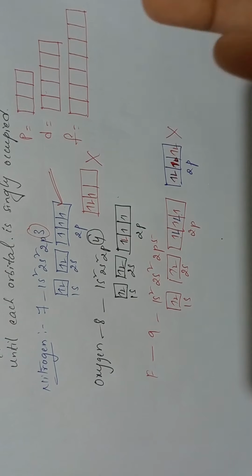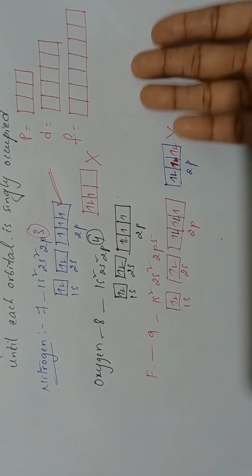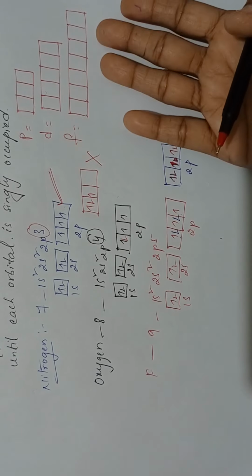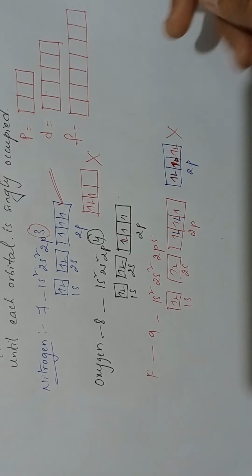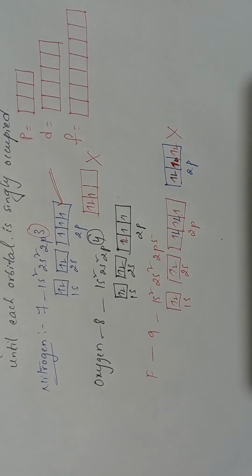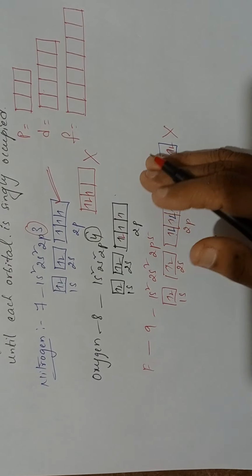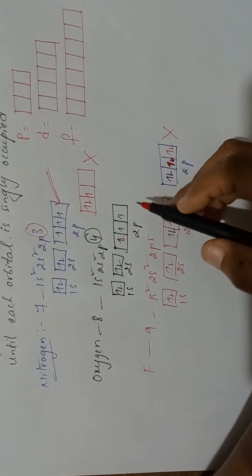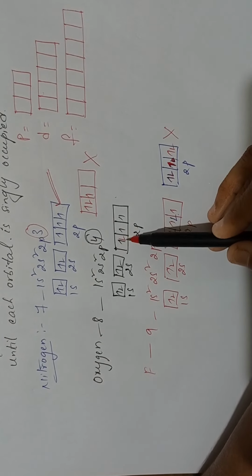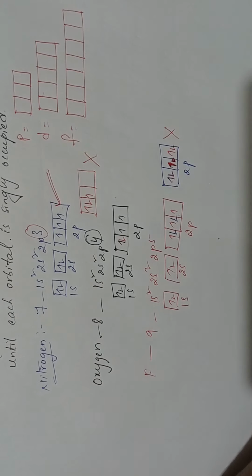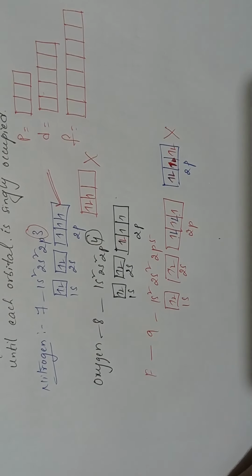In the case of the p, d and f subshells, they have 3, 5 and 7 orbitals. In these orbitals, first each orbital should be filled with a single electron, students. Are you clear? Single electrons first, and the remaining electrons you have to pair. Clear, students? This is about Hund's rule.